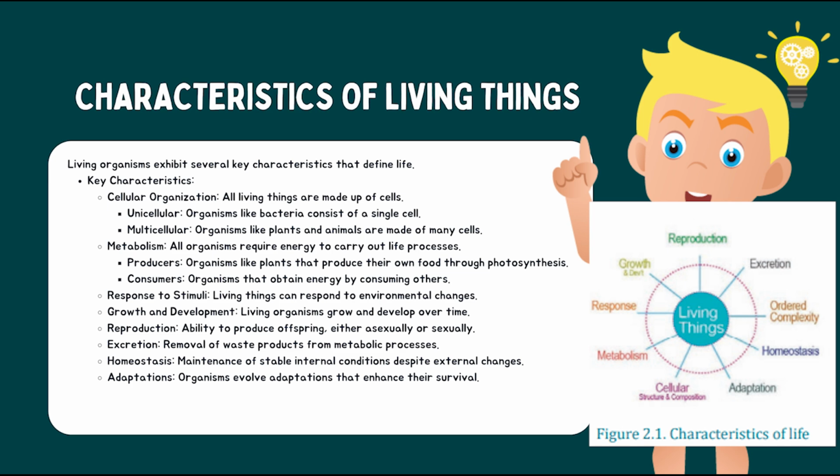Reproduction. All living things can reproduce. This can be asexual, like bacteria splitting into two, or sexual, like animals giving birth or plants producing seeds. The other one, excretion. Just like you take out the trash at home, cells remove waste to stay healthy. Next to that, we have homeostasis. This means keeping internal conditions stable. For example, your body keeps your temperature steady even when it's cold outside.